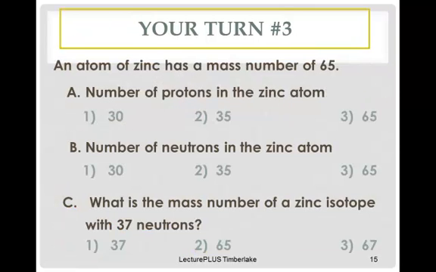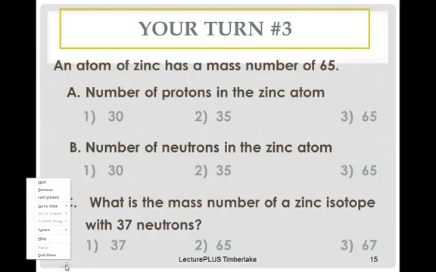All right, so your turn. An atom of zinc has the mass number of 65, okay? So we're going to look at zinc, the number of protons, so let's go back to our periodic table and look that up.